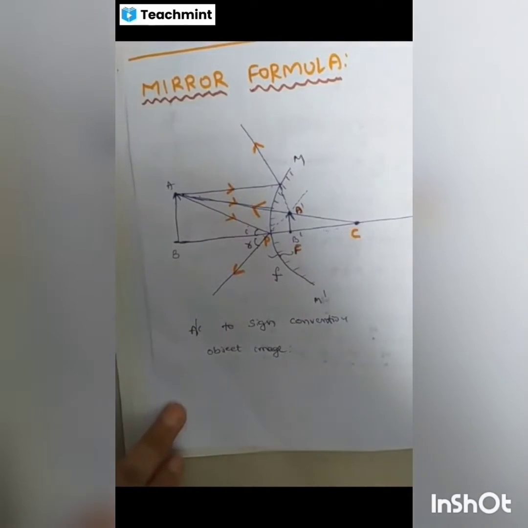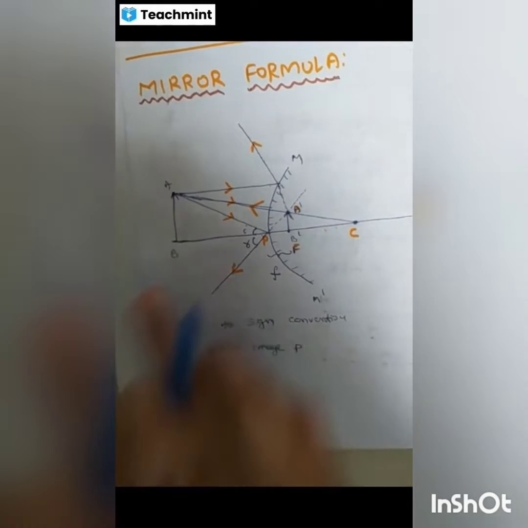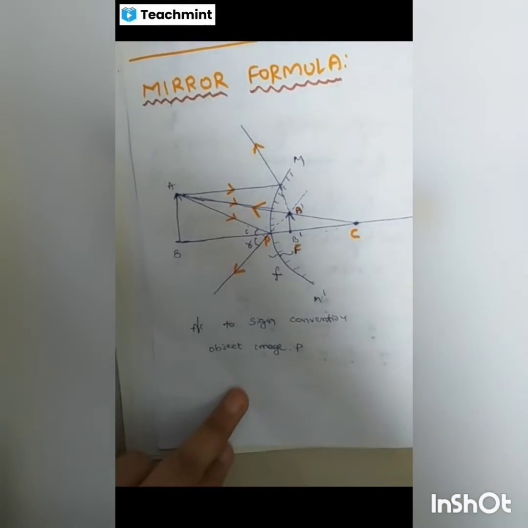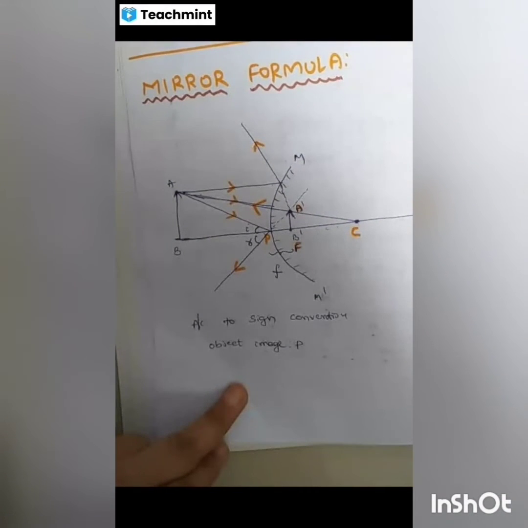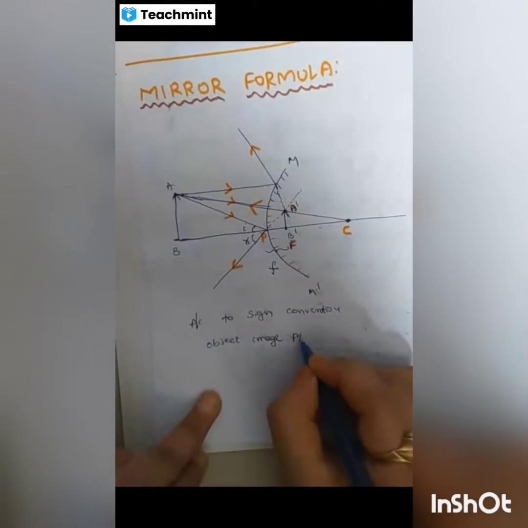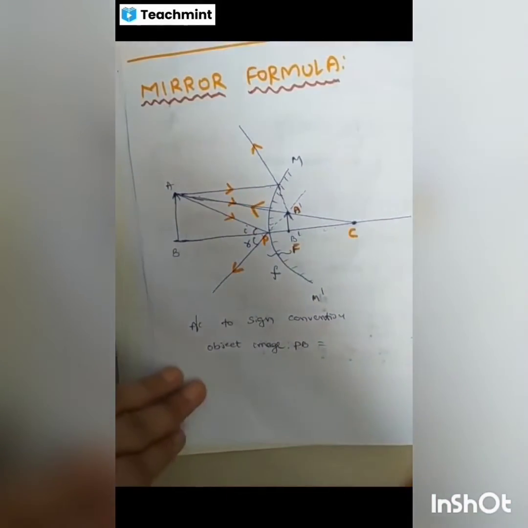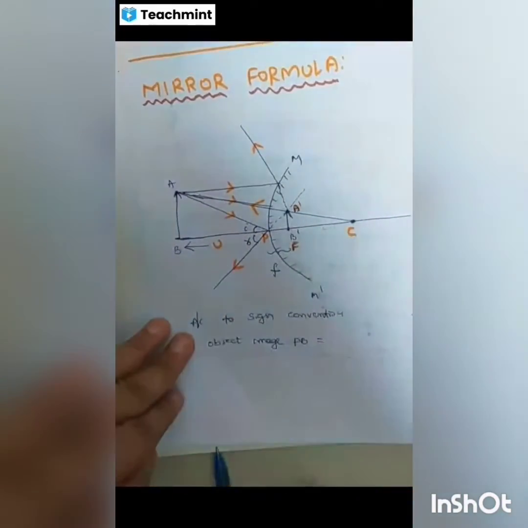So according to the sign convention, from where do we have to measure? From B to P or P to B? P to B, ma'am. Yes, very good. We have to measure from P to B. So I am writing PB, which is nothing but U, the object distance.